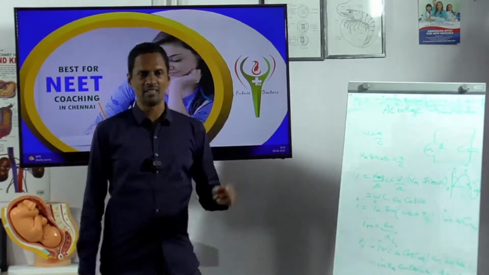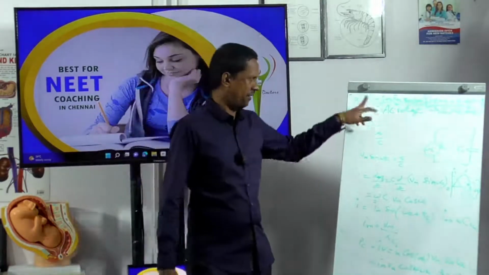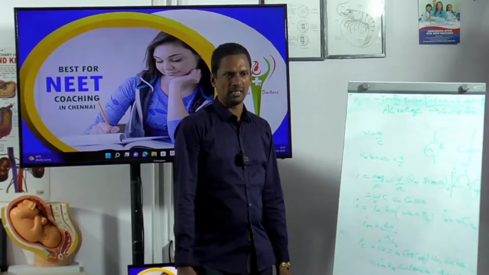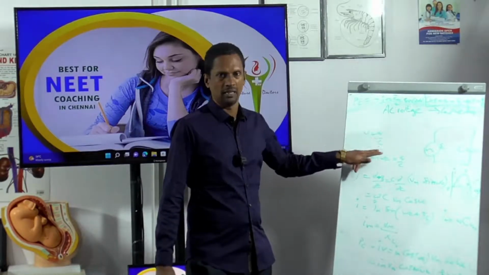You understand? If you don't understand, just tell me. I repeat once again, that's all. This is a full mathematical calculation. First I am taking V is equal to Q by C.